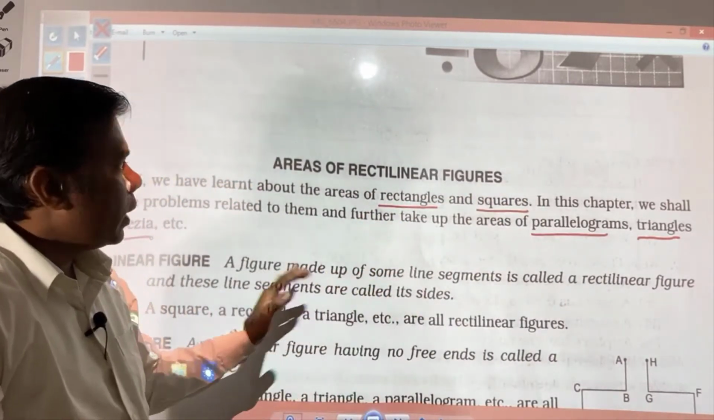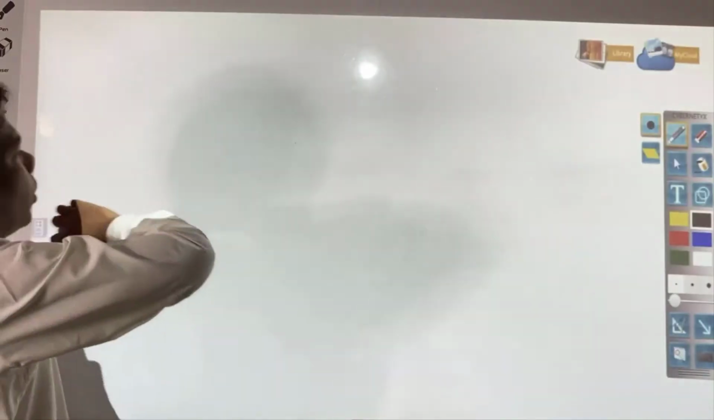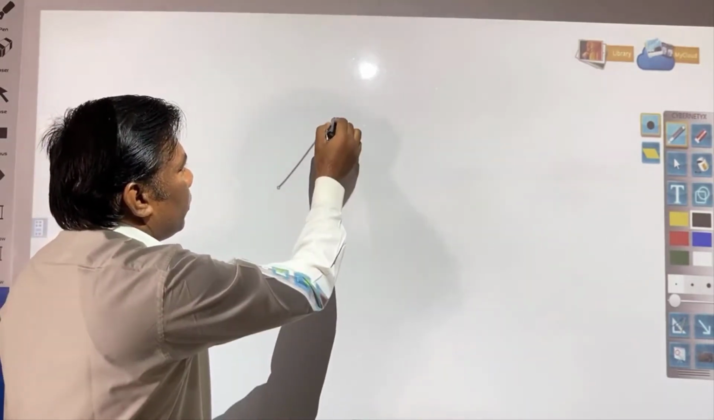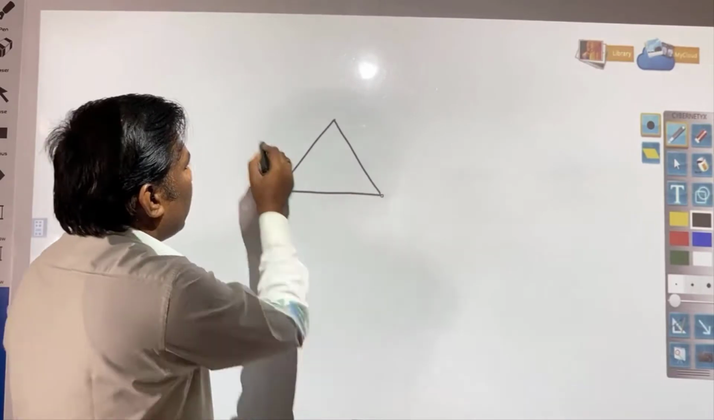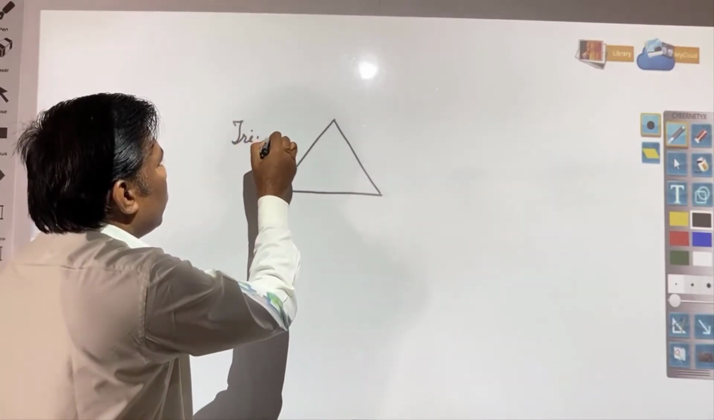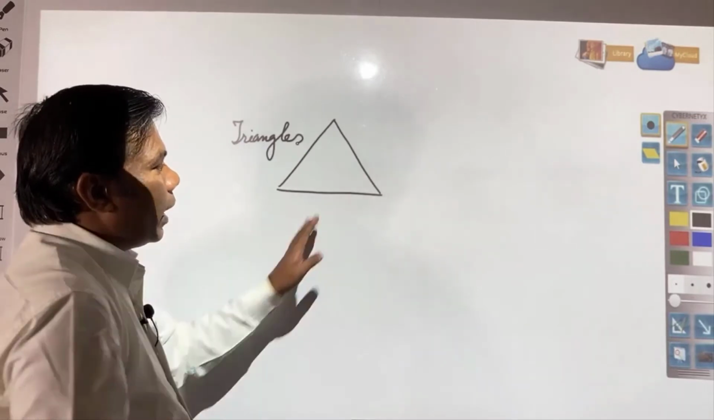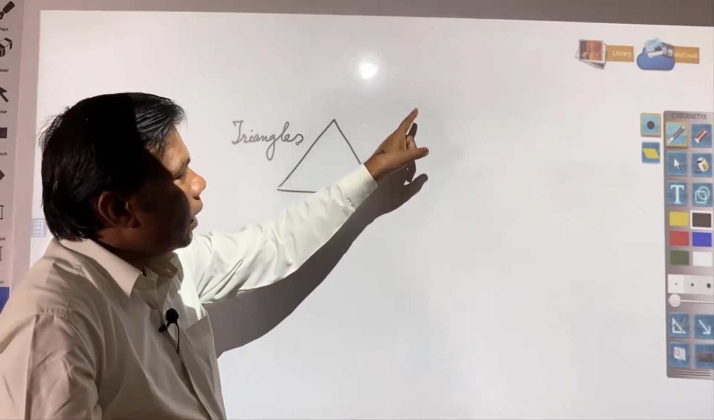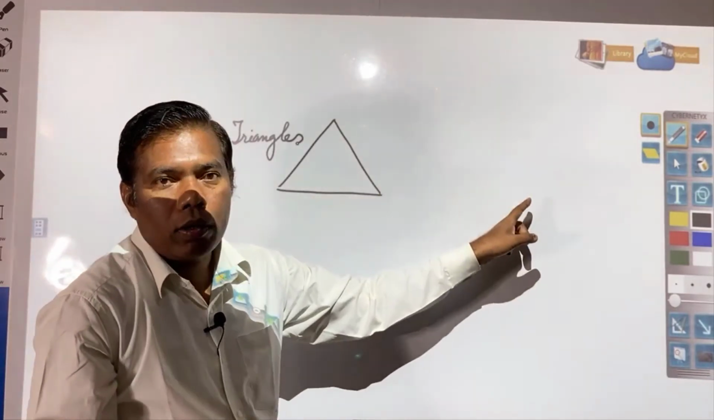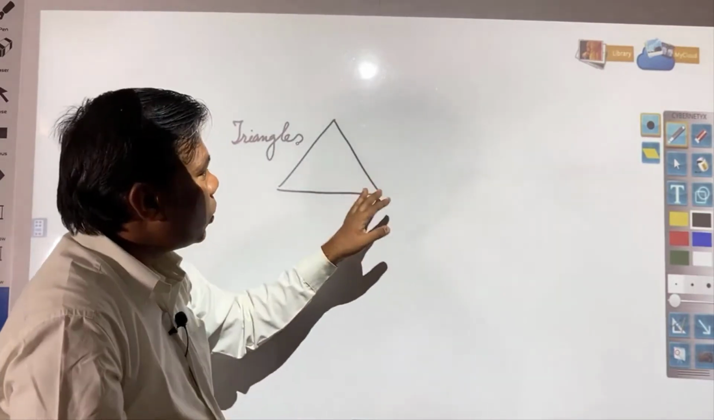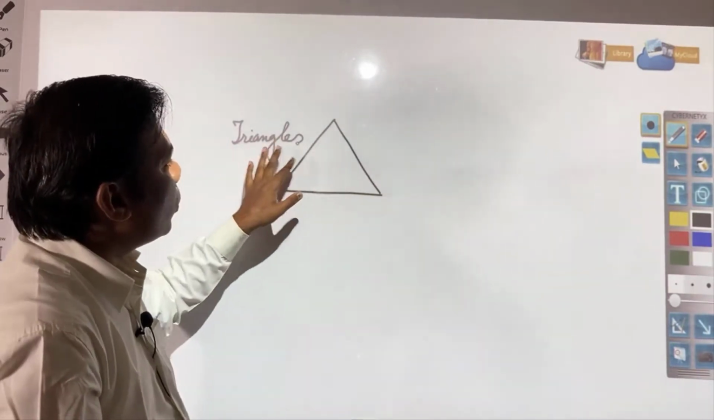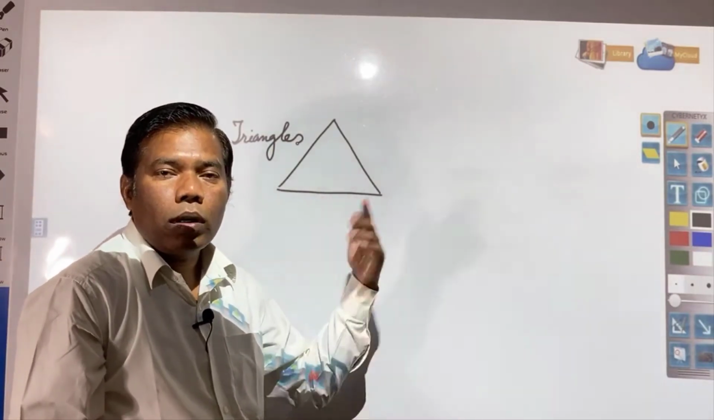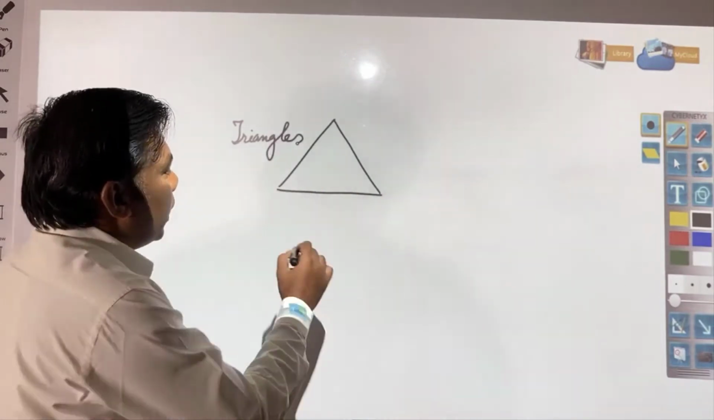Very briefly, I am telling you, any enclosed figure having three sides is called a triangle. That you know. And there are different types of triangles, like right angle triangle, isosceles or equilateral triangle and so on. You must know those things. If you don't know, it is again my request that you go through previous classes' books and try to learn.